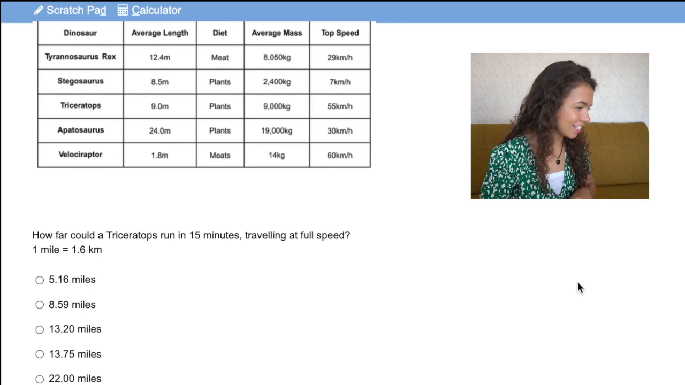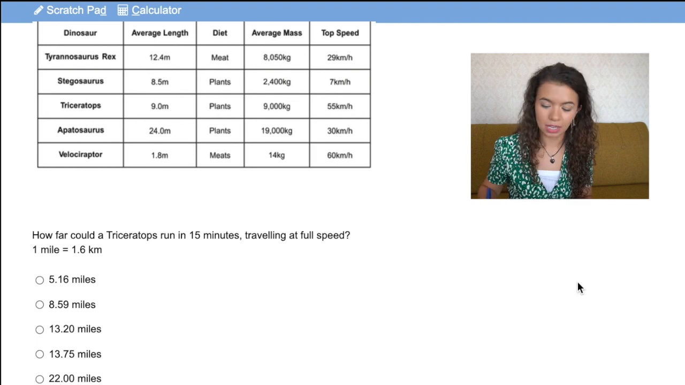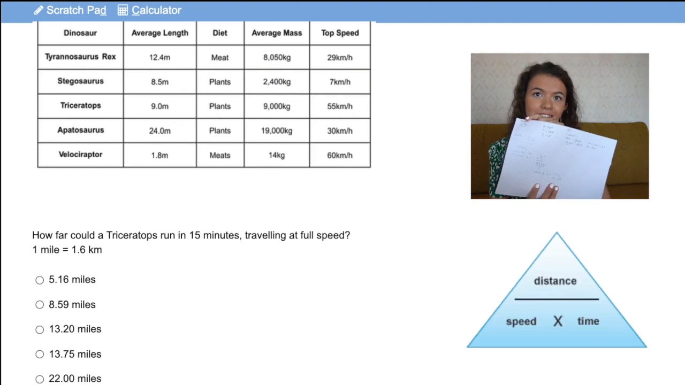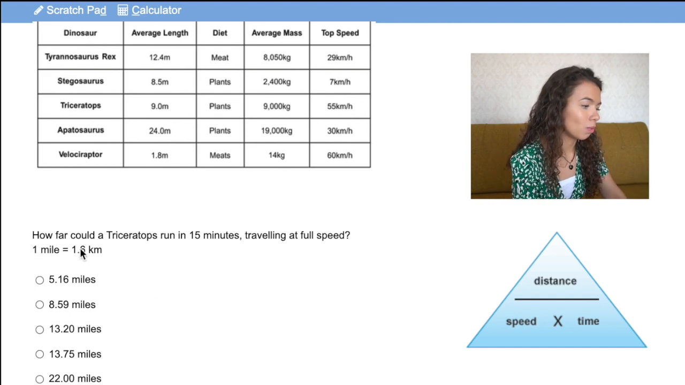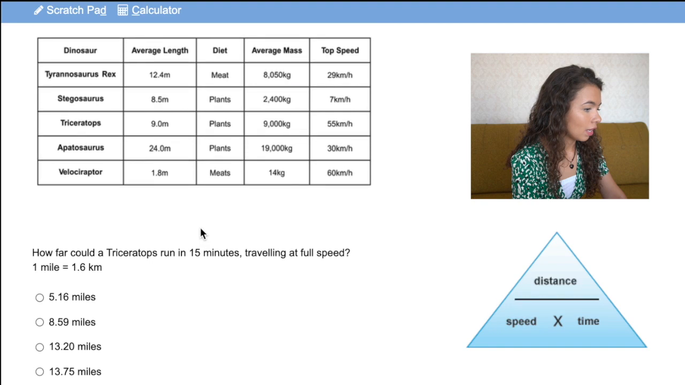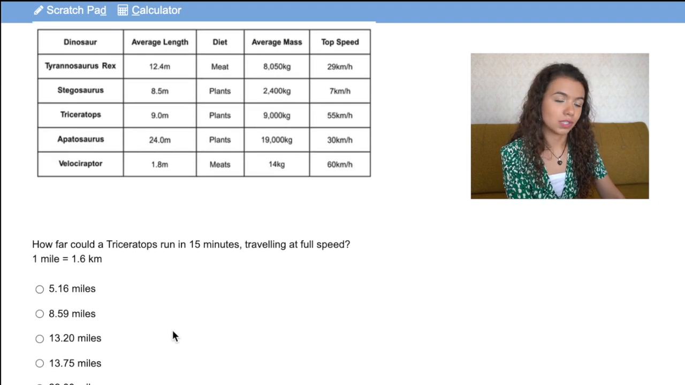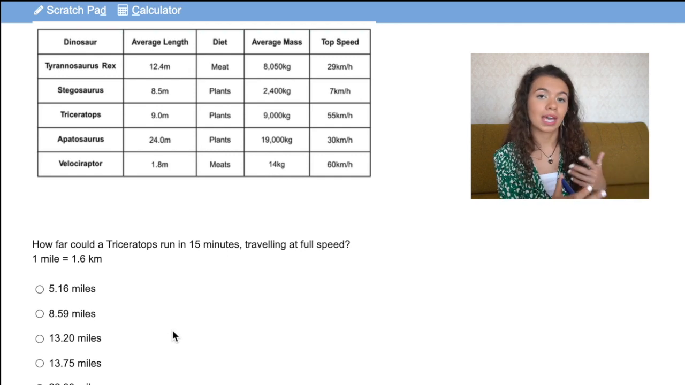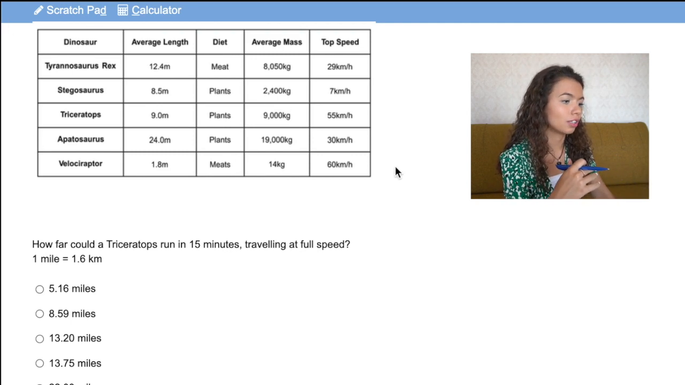Okay, so next question says, how far could a Triceratops run in 15 minutes traveling at full speed? Luckily, I've got my speed, distance, time triangle at the top here, so I don't have to think about the formula. They've given you a conversion, so 1 mile is 1.6 kilometers. So the time is 15 minutes. Triceratops is here. Its top speed is 55 kilometers an hour, and all of the answers are given to you in miles. So you can either do the calculation first and then convert into miles at the end, or vice versa and convert now and then do the calculation. I'm going to convert at the end.